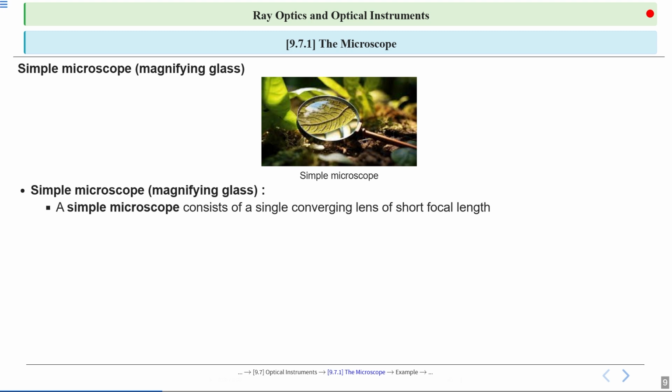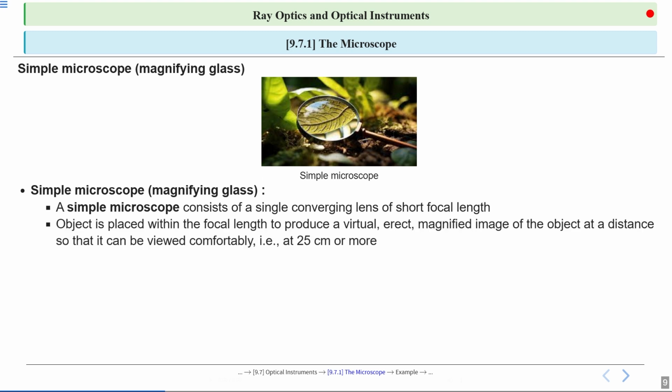A key feature of a simple microscope is its single converging lens with a short focal length. This design allows it to magnify objects effectively. Remember, the shorter the focal length, the greater the magnification. If a convex lens has a shorter focal length, it will produce greater magnification.